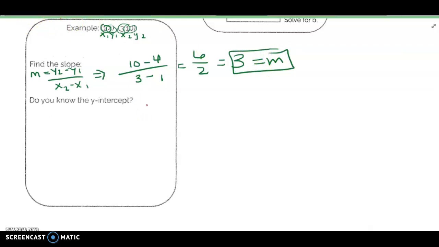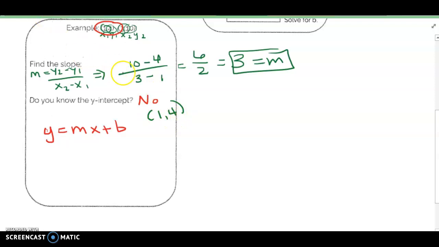Okay, so I have 3 as my slope. All right, so do you know the y-intercept? Well, no, we don't. This isn't a graph, so we can't see it. We don't have a coordinate that's 0 something, so we don't know our y-intercept. So that means we're going to have to work a little bit harder. Okay, we know the formula we want to put in is y equals mx plus b. Now you can pick either one of these points. It doesn't matter. You'll get the same answer. Let's pick the 1, 4 just because they're lower numbers, and lower numbers are sometimes easier to work with.